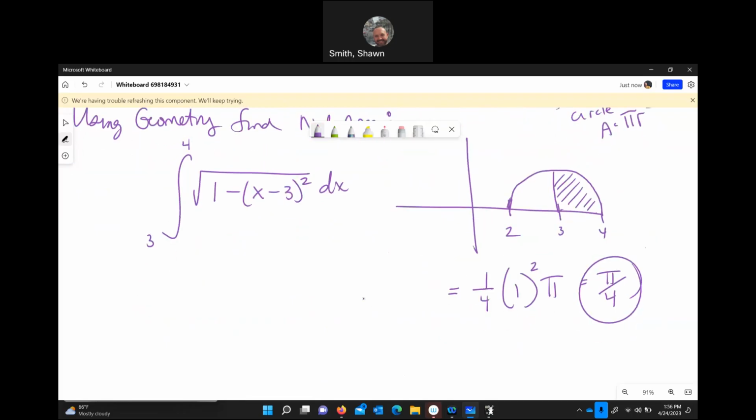So again, if you needed to see this, this is equal to a function, let's call it y. Y is equal to the square root of 1 minus all this squared. Square both sides. Move this over there, and you get (x minus 3) all squared plus y squared is equal to 1. A circle with radius of 1 with its center at (3, 0).